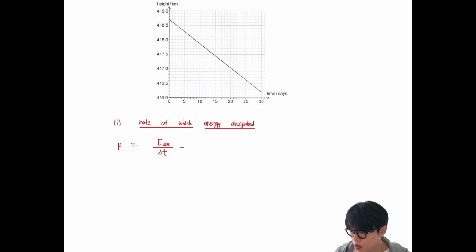Okay, so the energy dissipated is given, 4.5 times 10 to the 9 joules, divided by the time it took. They said it's a 30 day period. Okay, so 30 days, 1 day is 24 hours, and 1 hour is 3,600 seconds. So if you calculate that, you'll have 1,736.11 watts. So that's about 1.7 times 10 to the 3 watts. Okay, moving to the next question.